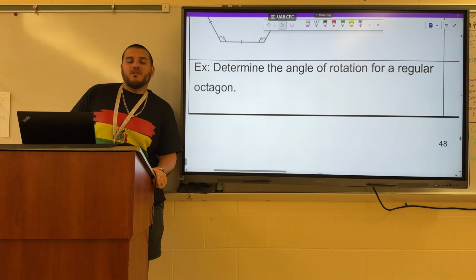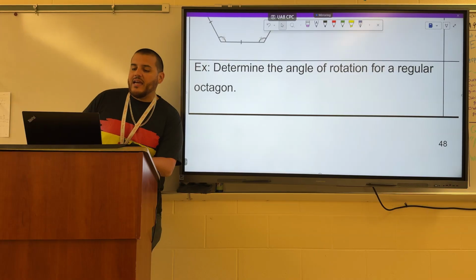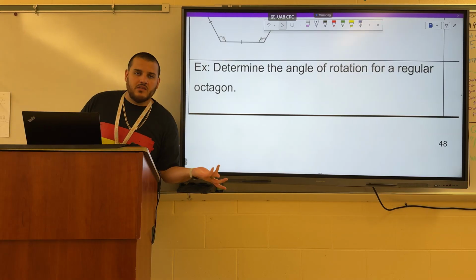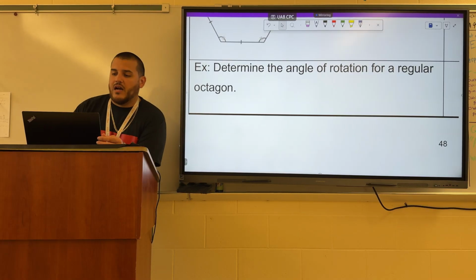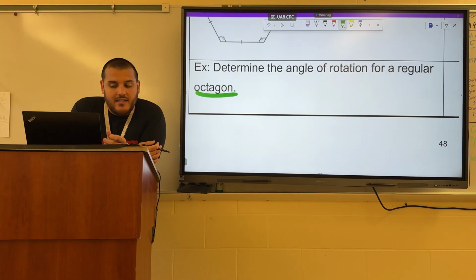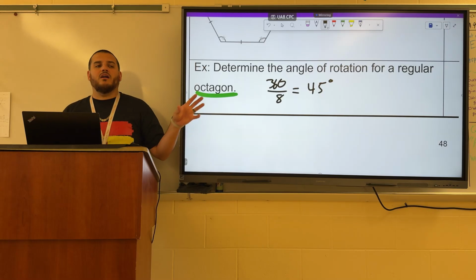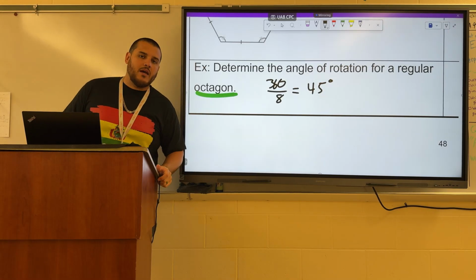Again, we're going to be asked to perform this kind of calculation without a figure given, meaning we need to know the names of some of these polygons and how many sides they have. So we have to be able to determine the angle of rotation for a regular octagon. You're expected to know that an octagon has 8 sides. So the angle of rotation would just be doing 360 divided by that number of sides. That would be 45 degrees. So an octagon rotates 45 degrees before it maps onto itself.